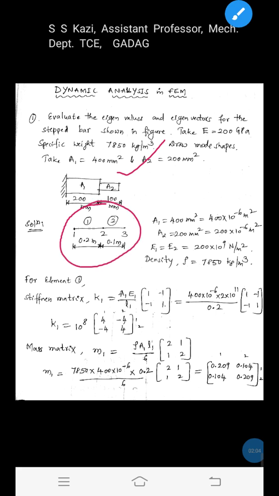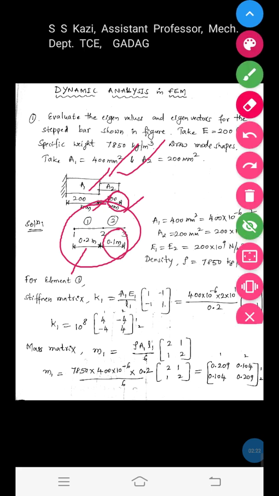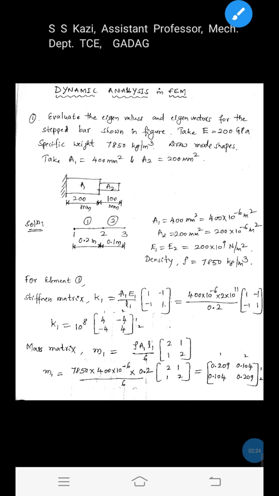Finite element model, let us discretize this stepped bar into two elements, element 1 and element 2, having the length 200 mm. You convert it into meter, 0.2 meters. 100 mm to meter, if you convert it, you will get 0.1 meter. Likewise, area also you convert it into meters because the density is given in kg per meter cube, so that we will convert all the units in terms of meters, mm to meter.